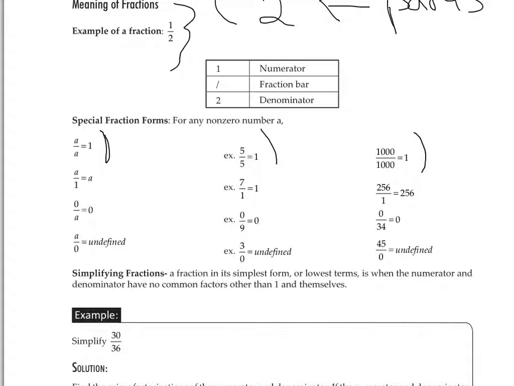Any fraction that has 1 on the bottom is equal to whatever the numerator is. A divided by 1 is A. 7 divided by 1 is 7. 256 divided by 1 is 256.